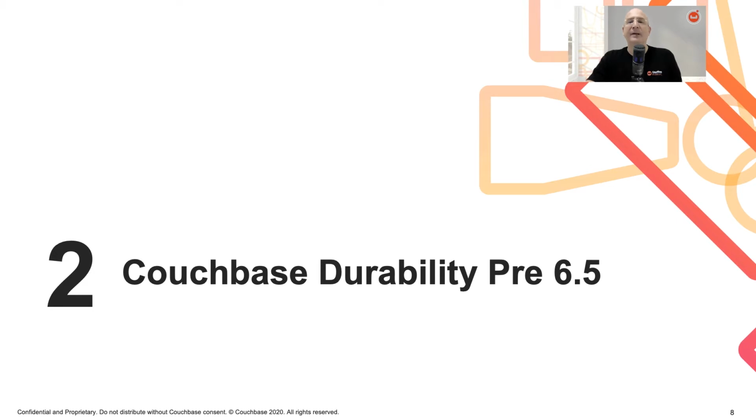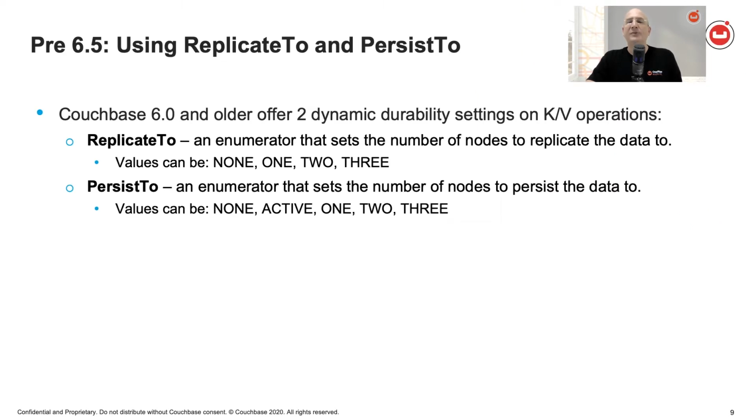Couchbase offered various durability modes in previous versions of Couchbase Server, before version 6.5. Let's see how they can be achieved. Couchbase 6.0 and older offered two dynamic durability settings for key value operations. These settings are optional parameters that can be added to individual key value operations. The settings are replicate to and persist to. Replicate to sets the number of nodes to replicate the data to. Persist to sets the number of nodes to persist the data to. By default, these settings were set to none.